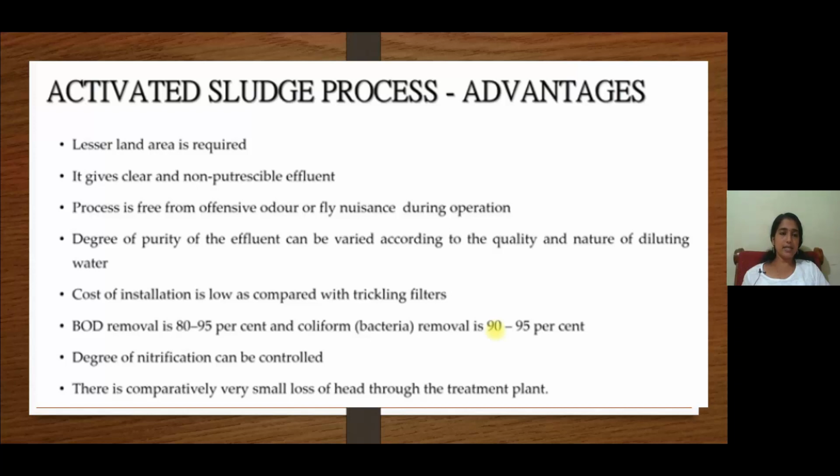Then advantages of the activated sludge process: lesser area is required, and the effluent will be clear and non-putrescible, and the process is free from offensive odor and flying nuisance because it is a completely aerobic process. Then the degree of purity of the effluent can be varied according to the quality and nature of the diluting water. Then the cost of installation is low as compared to the trickling filters, and the BOD removal will be 80 to 95 percent, and the coliform or bacteria removal will be 90 to 95 percent, and the degree of nitrification can be controlled, and there is comparatively very small loss of head in the treatment plant due to clogging and so on, because there is no filtration process in the activated sludge treatment system.